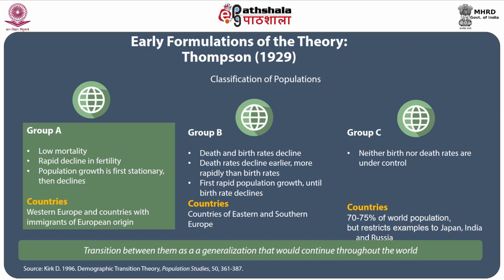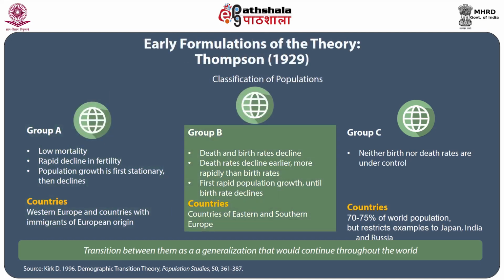In Group A, the major characteristics of these countries are low mortality and rapid decline in fertility, with population growth which is first stationary and then declines, a major hallmark in those countries. In Group B, death and birth rates decline, but death rates decline faster and more rapidly than birth rates. First, there is rapid growth in population until the birth rate declines to bring first a stationary and then a declining population.